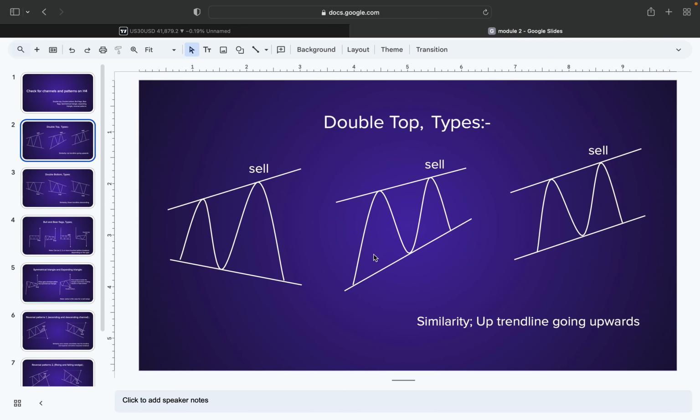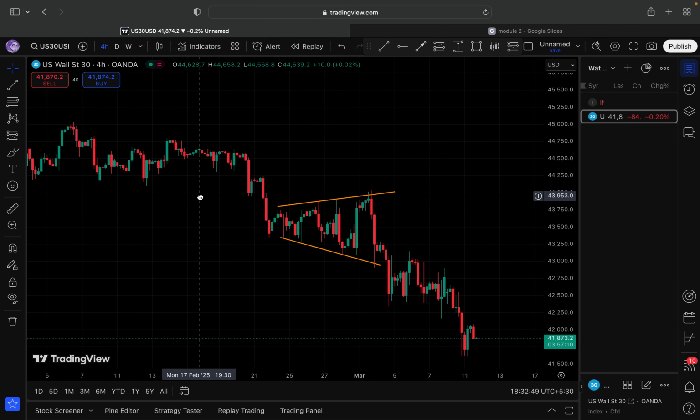The second is the double top that looks like it's ascending, and the downtrend line looks like it's also ascending. Now let's look at it in a live market. We should see one of that.